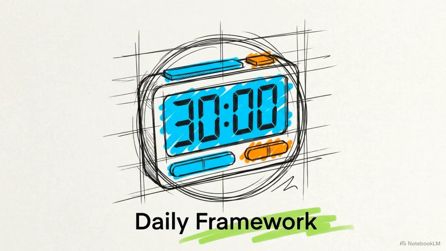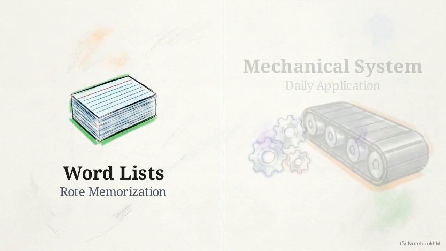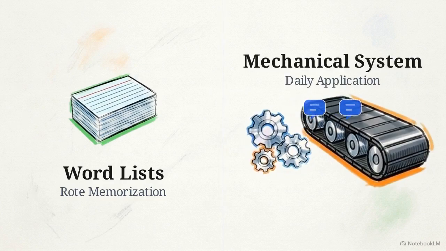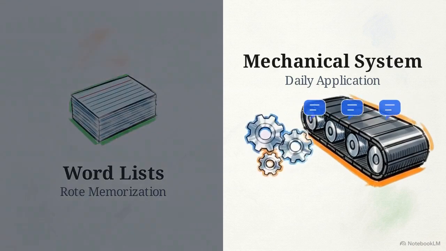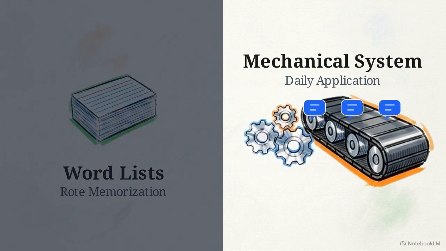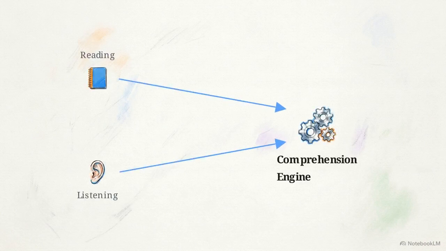To bridge that gap, we need to replace passive observation with a structured 30-minute daily framework. Because English serves as a practical tool for communication, mastering it requires a mechanical system of daily application rather than relying on memorizing word lists. This timeline breaks down our 30-minute block. The first 10 minutes are the input phase. This is where you feed your comprehension engine by actively reading and listening to English media.